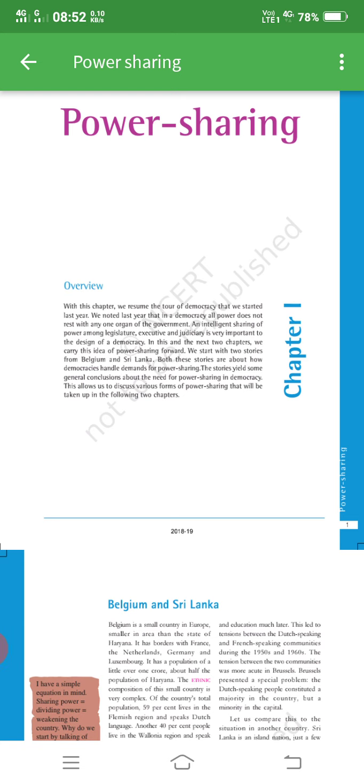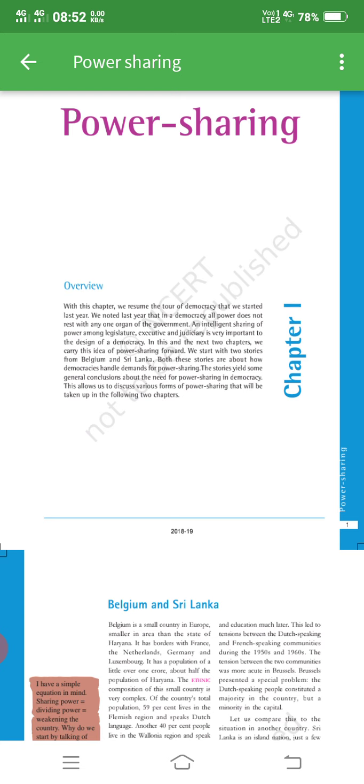So today we are going to start a chapter of class 10. The name of the chapter is Power Sharing. As the name suggests, this chapter is all about sharing of power, the participation of people in democracy, and division of power among the different sectors of democracy.